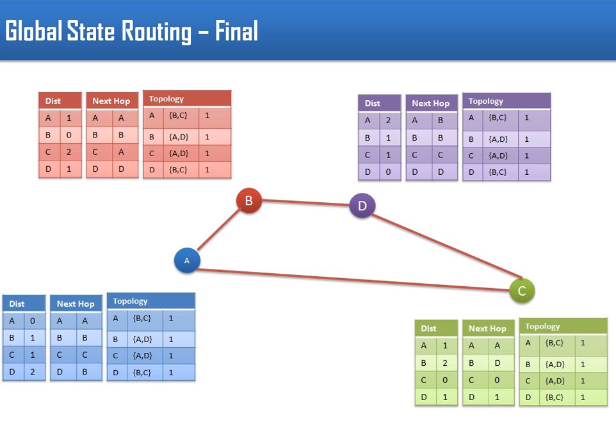Now if they want to send any data, they will consult their next hop table and they will forward their data.